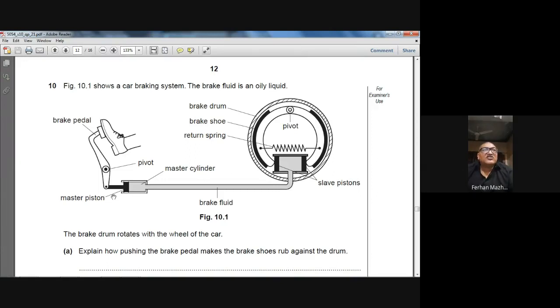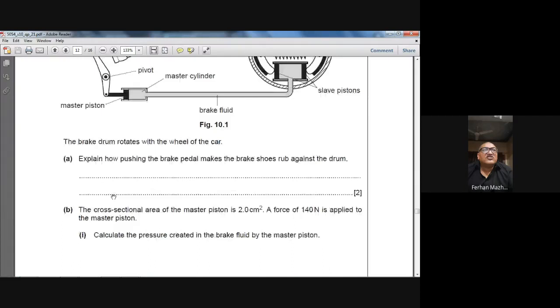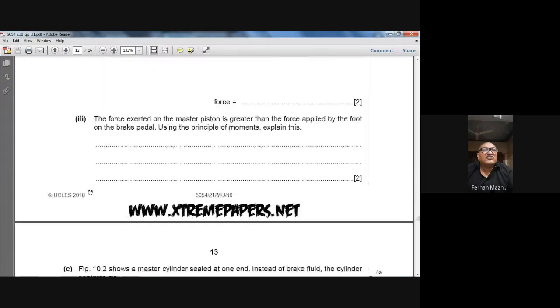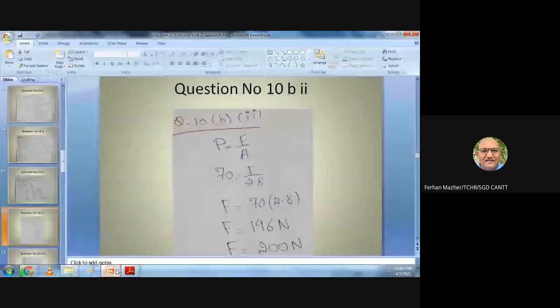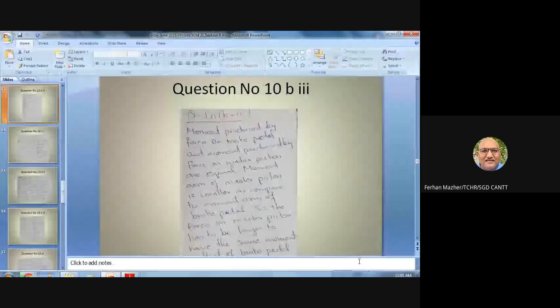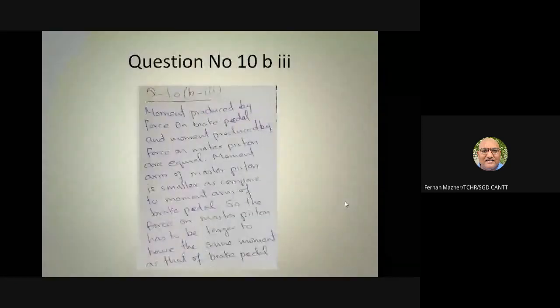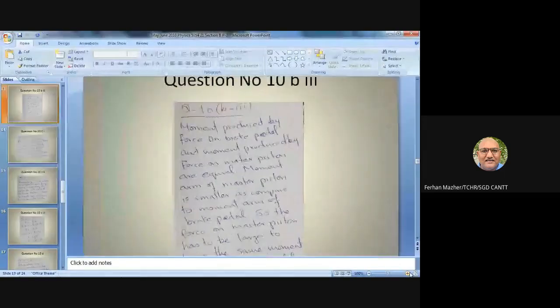So this is question number B, third part. It's the 2-mark question. I've written this answer also. Let me show you my answer. Hopefully this is visible to you. Let me increase the size so it becomes readable.